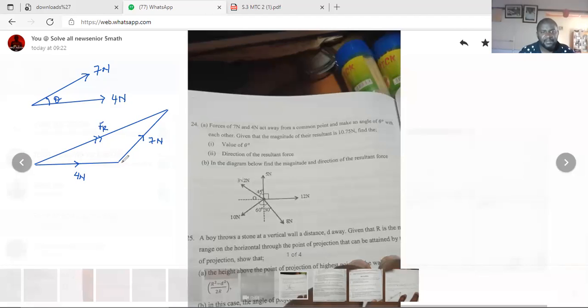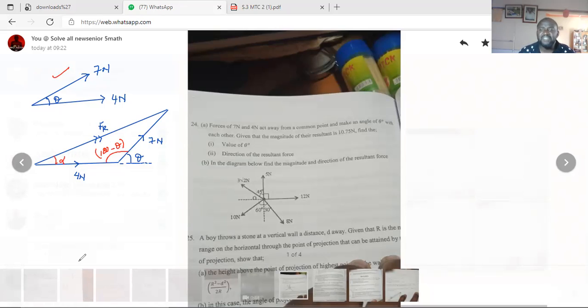But remember, if you analyze down here, this angle initially was theta. Because of this in the initial drawing, I can estimate the angle inside to be 180 minus theta. You see that? The question has also gone further and said, find also the angle of the resultant force, which is the direction of the resultant force.